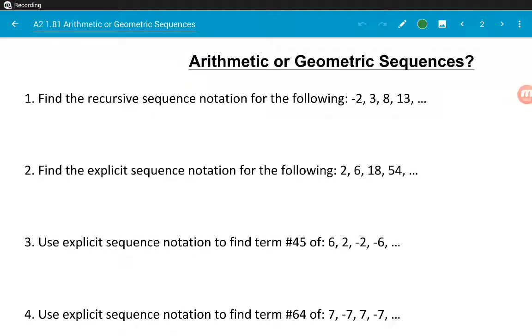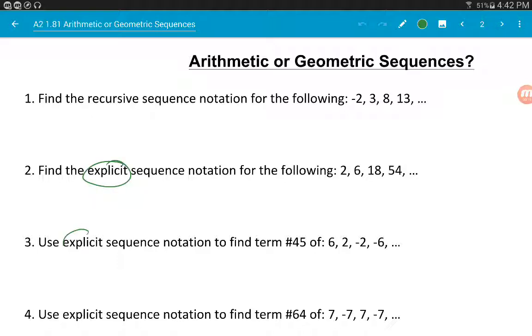Here's a quick video on lesson 81. It was just a review lesson on arithmetic and geometric sequences, identifying which one we're dealing with. So here's the idea. You have recursive sequences and explicit sequences.